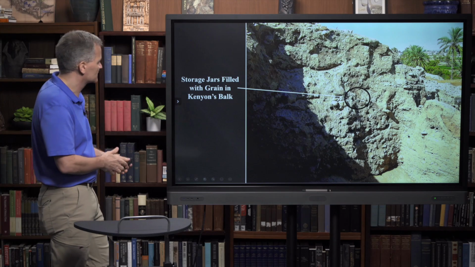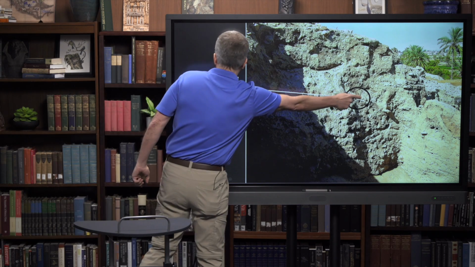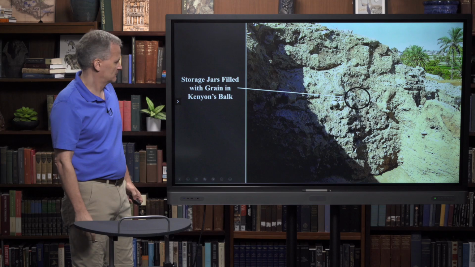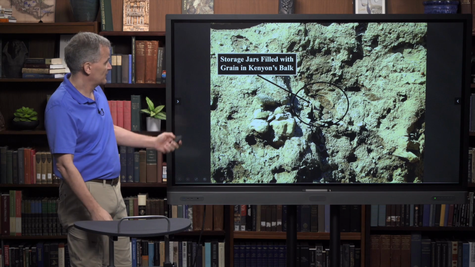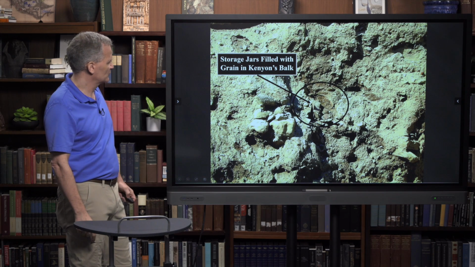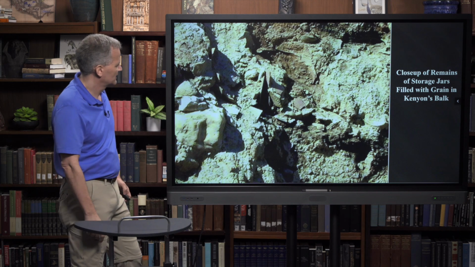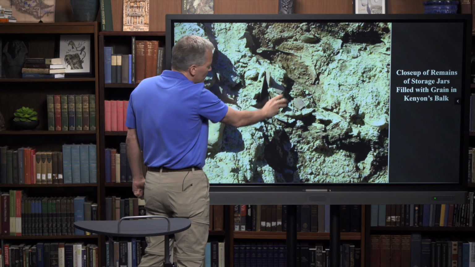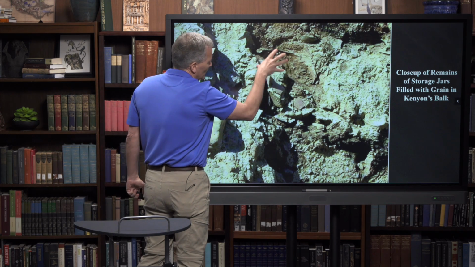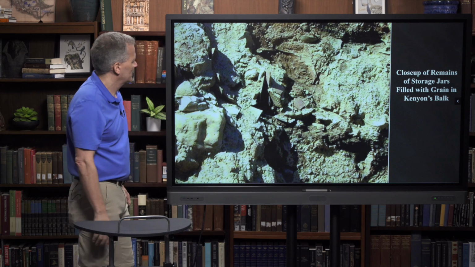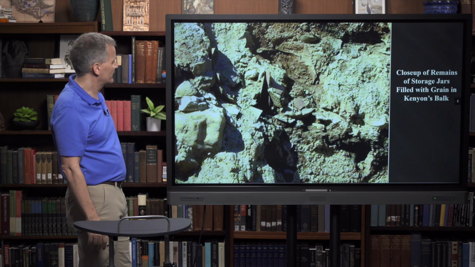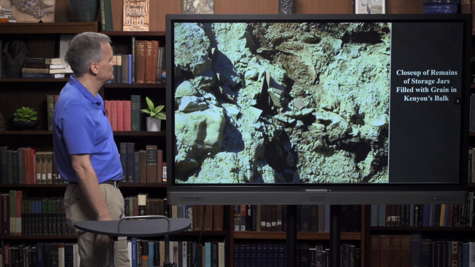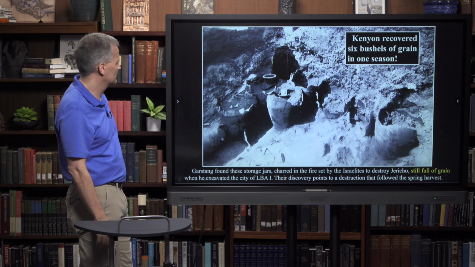We also have this, jars filled with grain in Kenyon's bulk. Where Kenyon worked, there it is. Those are jars filled with grain, and there's a close-up of it. You can't see the grain too well here, but that's exactly what we have. We have storage jars filled with grain right there where she was digging in the bulk that we can see nowadays.